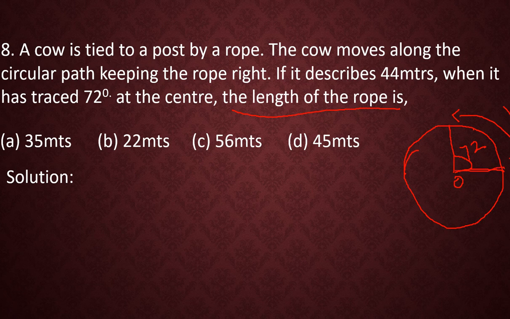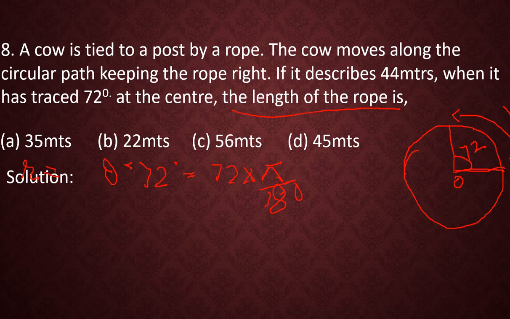So if I mathematically formulate this one, given that r is the length of the rope, that is the radius, we have to calculate. Theta given, theta is equal to 72 degree. We have to convert into radians. So we know that if I multiply by pi by 180, it's converted to radians. So 72 into pi divided by 180, that is the angle in terms of radian.